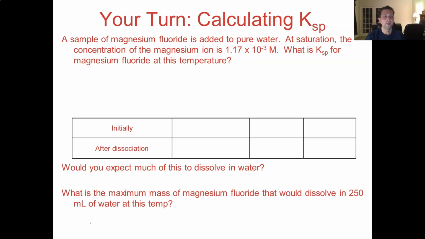Okay, so to wrap up this part of the lesson before I have one final slide to go over, this kind of brings it all together here. So you have a sample of magnesium fluoride added to pure water. At saturation, the concentration of magnesium ion is 1.17 times 10 to the -3rd molar. What's the Ksp for magnesium fluoride at this temperature? So what you want to do is find Ksp. What you have to do here to start out is to write your chemical equation for magnesium fluoride dissociating, okay? And then you want to write your Ksp expression. You want to go from there.